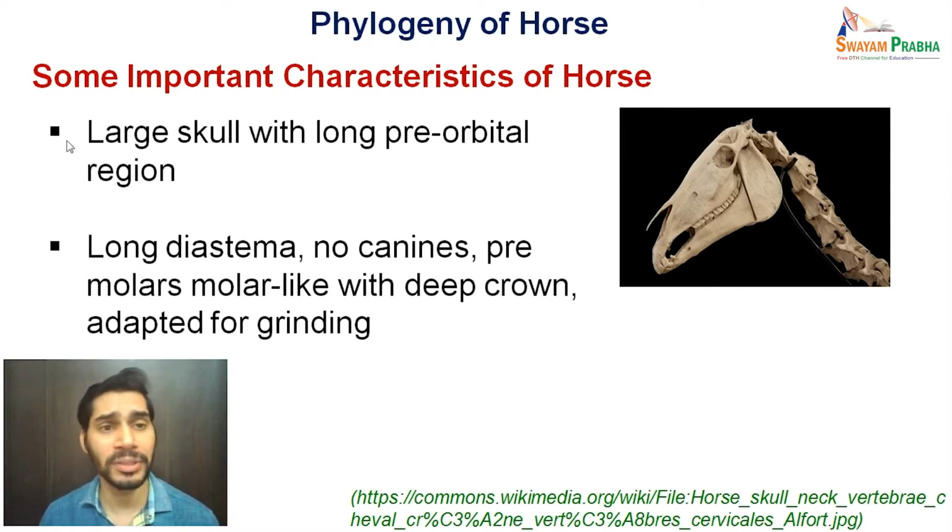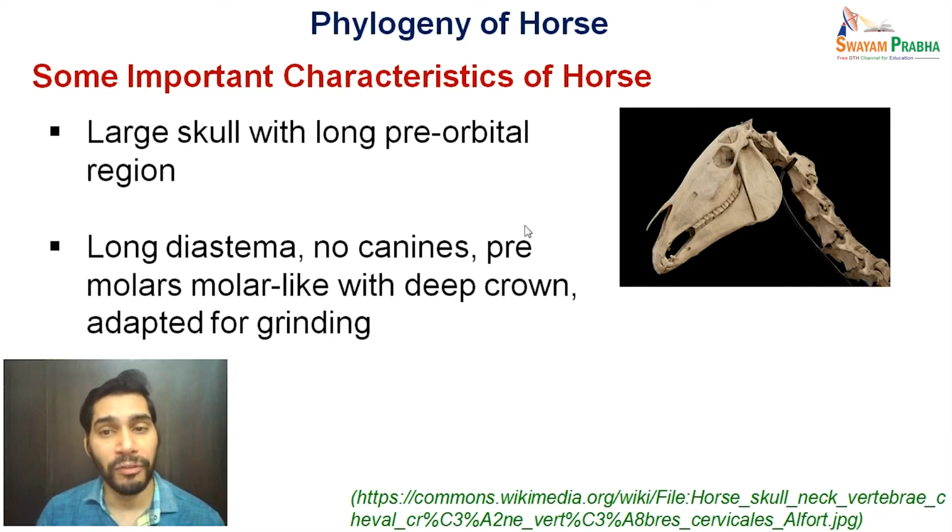So the horse represents a large skull with a long pre-orbital region. In this image, you see the bony structure of the horse, the skeleton. Here it is the skull and here is the neck portion. If you focus on the skull, there is a comparatively large skull, and this region is the orbital region. This region is called the pre-orbital region, which is quite long or large in this case.